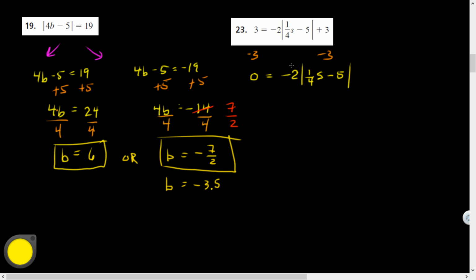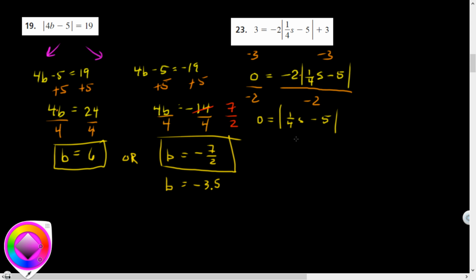And I want to point out, you cannot distribute multiplication into an absolute value. All right, it's a no-go. In some situations it might work out, but just don't even start the habit. So the -2 is being multiplied by that. I divide both sides by -2 to cancel that out. What's 0 divided by anything? 0. Right? And I'd have 1/4 abs val of s minus 5. So now that I've isolated the absolute value, now I could do the break it up step.